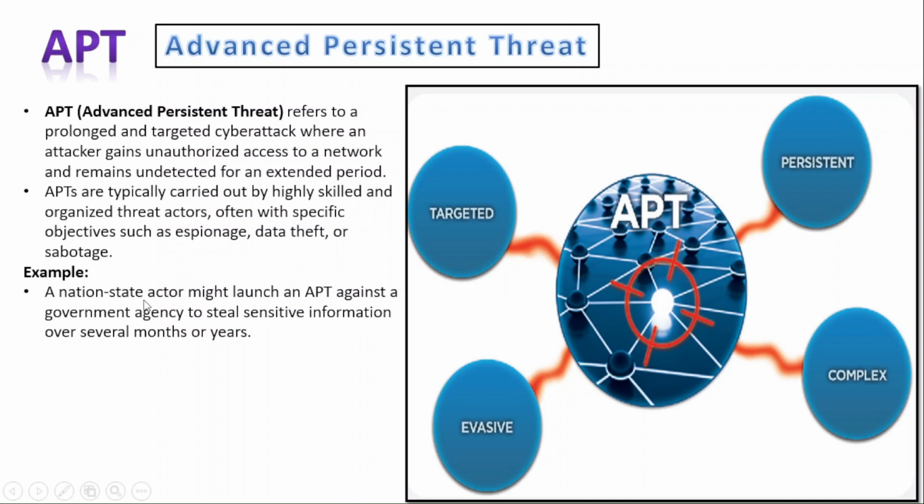Examples include a nation-state actor might launch an APT against a government agency to steal sensitive information over several months or years. So these are the properties of APT. They are targeted, persistent, complex, and evasive.